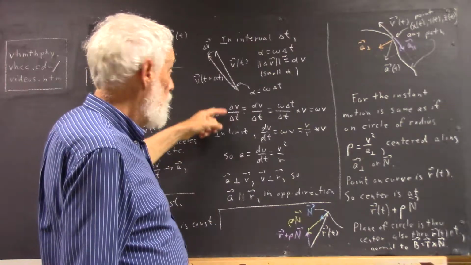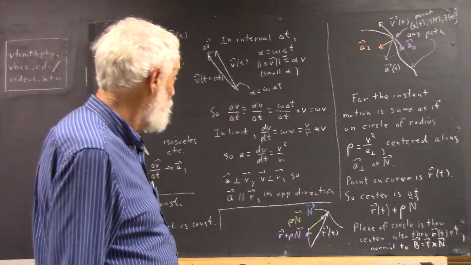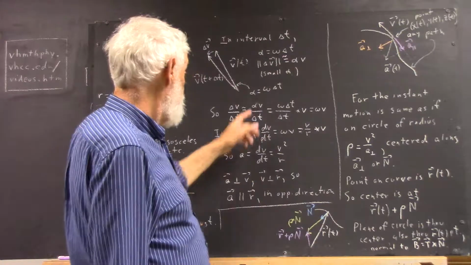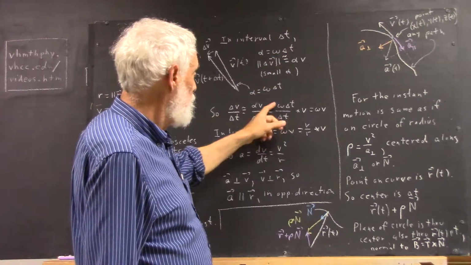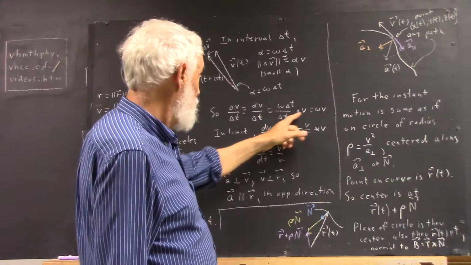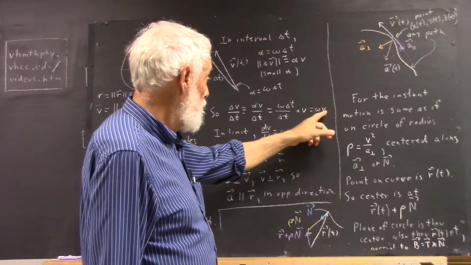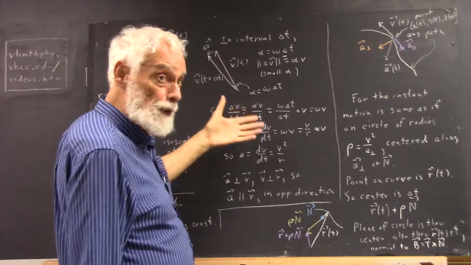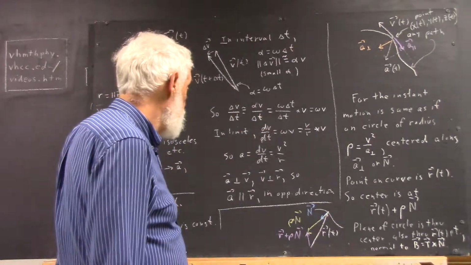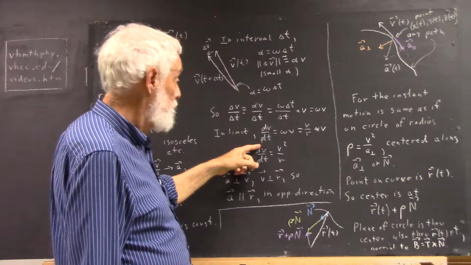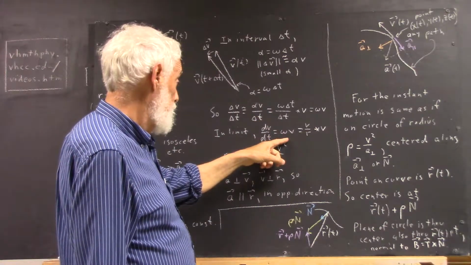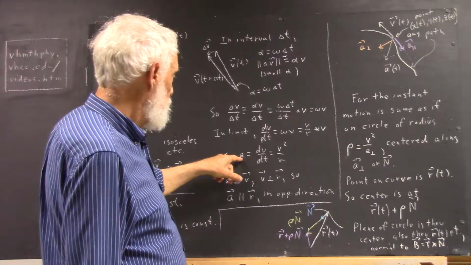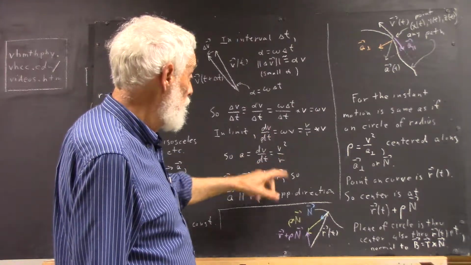Now, when you do delta v over delta t, you get the magnitude of your acceleration. That means you're doing alpha v over delta t. And alpha is just, again, omega delta t, so you're doing omega delta t over delta t times v, and that's omega v. Then in the limit as delta t goes to zero, delta v over delta t approaches your acceleration, dv dt, and that's going to be omega v. But omega is v over r, so you've got v over r times v. So your acceleration, which is dv dt, is v squared over r.